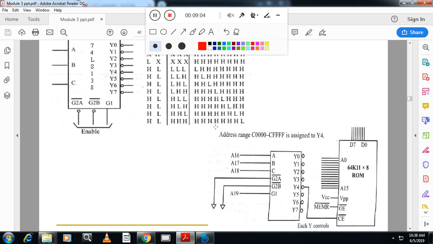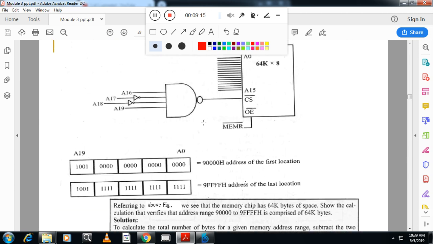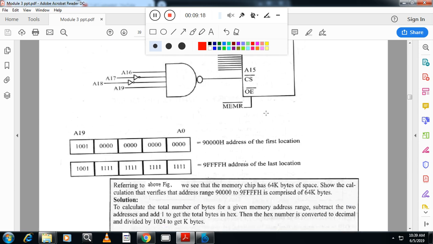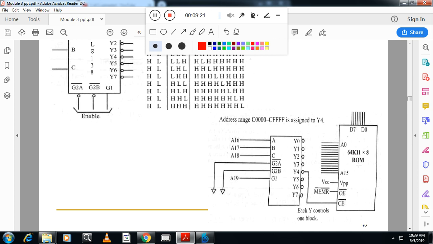Now we can connect 64K. This one chip, 64K. So in the last session we have seen, by using a decoder we can connect such 8 chips and get a high range of memory. Suppose you connect a decoder. You know a decoder will select any one of the lines at a time based on the value of ABC. You have studied this in AD. If ABC is 000, Y0 is selected. Here you can connect one chip of 64K.